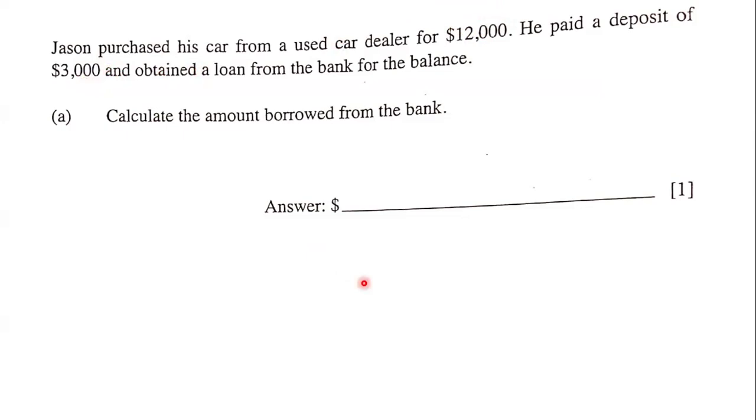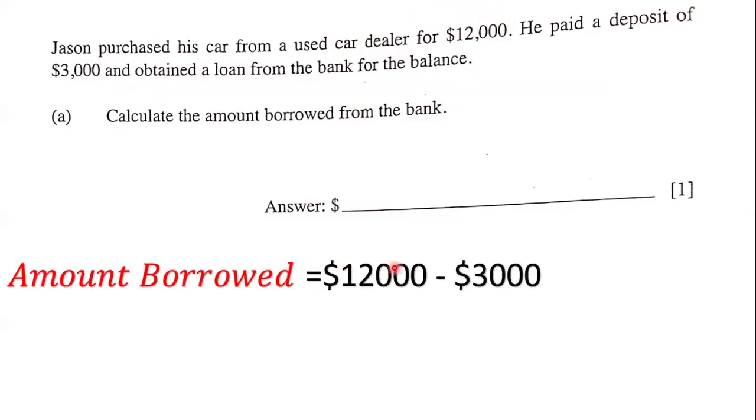And so we need to figure out what is left after he already paid $3,000. What's the balance left over from the $12,000? And that's how we're going to get the amount borrowed. So the amount borrowed is going to be 12,000 minus 3,000, which gives us 9,000. So that's the amount that he borrows from the bank.